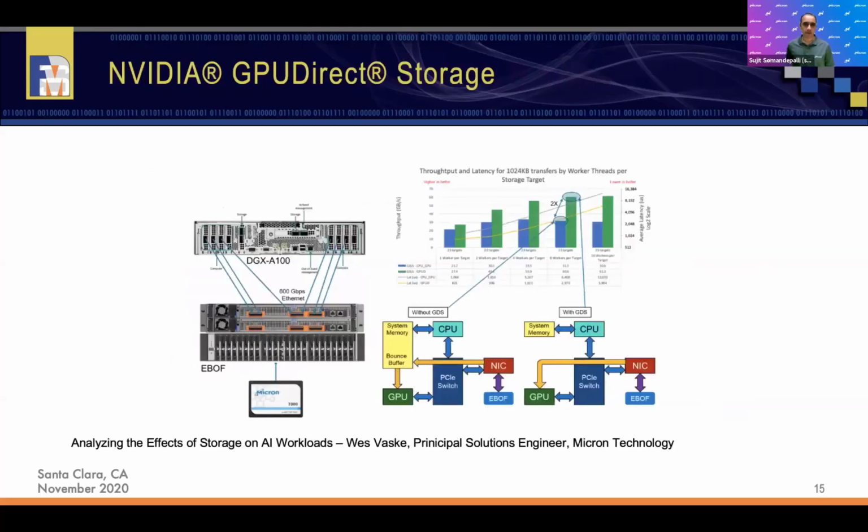Additional testing was performed on NVIDIA's GPUDirect Storage using the DGX A100. In this case, we provided direct connectivity to the GPUs using the EBOF. And this allowed us to scale past the limitation of 8 drives in the DGX A100. More details about the results and configuration can be seen in my colleague Wes Vaske's presentation in the AI track, analyzing the effects of storage on AI workloads.